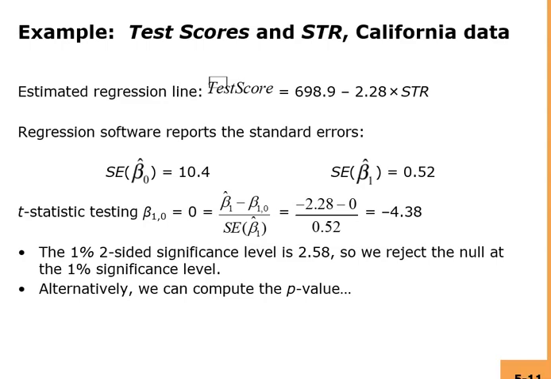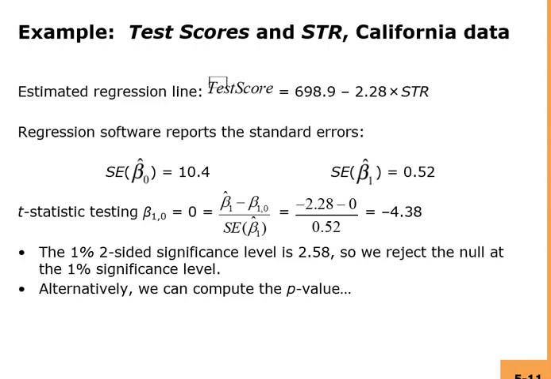So sticking to the same example, we are looking at how test scores change with the student-teacher ratios. What we find is that we have a beta naught, which is a positive number, and we have beta 1 hat, which is minus 2.28. This negative coefficient basically means that when the student-teacher ratio goes up, it affects the average test scores in the school negatively. That makes sense as far as our economic theory goes underlying this relationship.